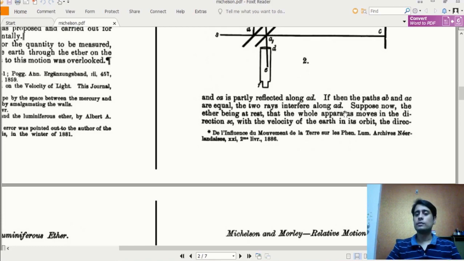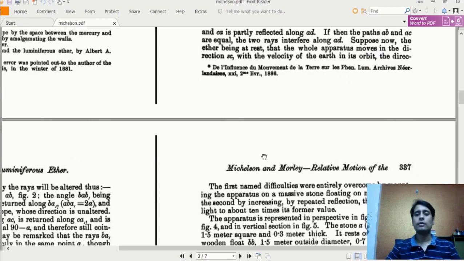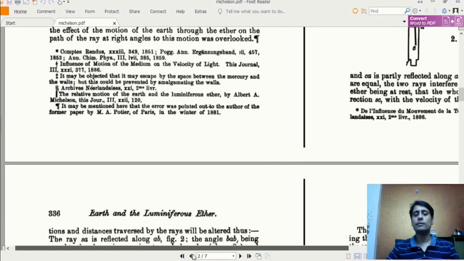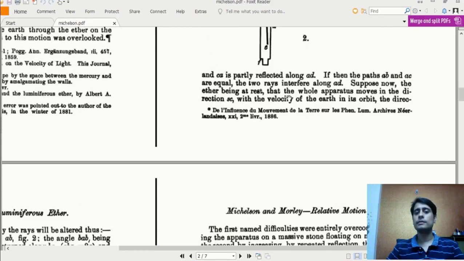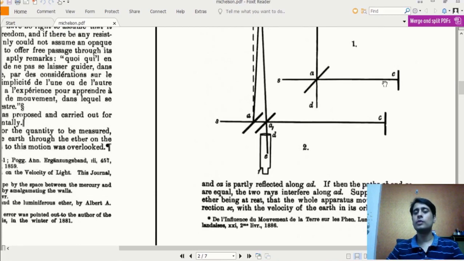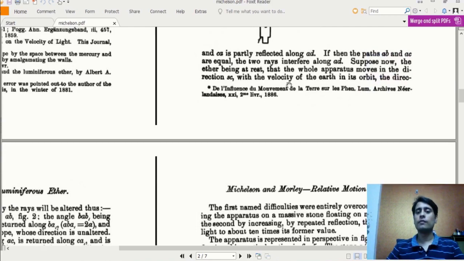Suppose now the ether being at rest, now it is an assumption that ether is at rest, and the whole apparatus moves in the direction. What I already stated to you is being said here, and we have already discussed these things in our previous lecture also, in which we derived the theoretical equations governing the Michelson-Morley experiment. Suppose now the ether being at rest, the whole apparatus moves in the direction SC. So the whole apparatus is moving, considering ether to be at rest. So ether must be moving in the direction from C to S with the velocity of the Earth in its orbit.